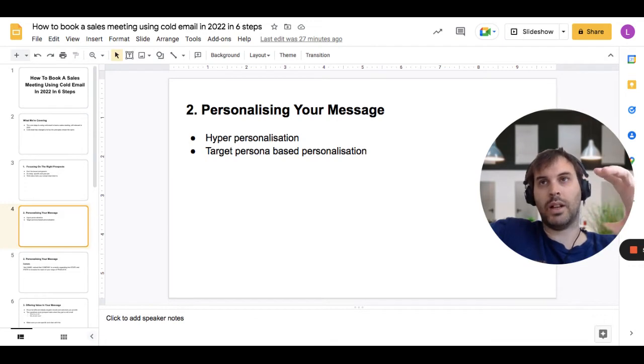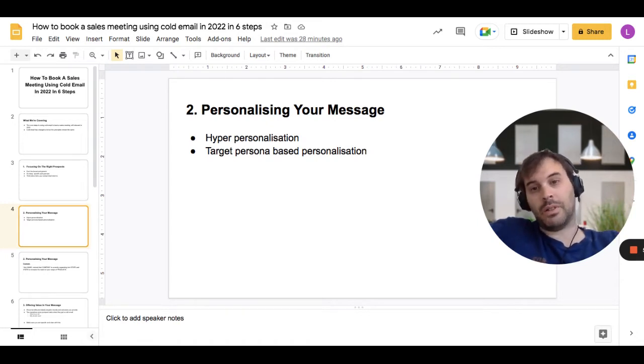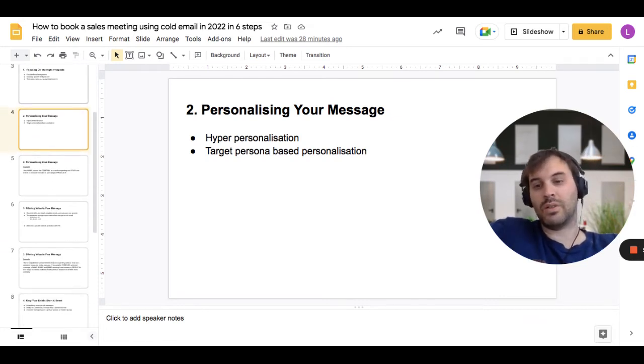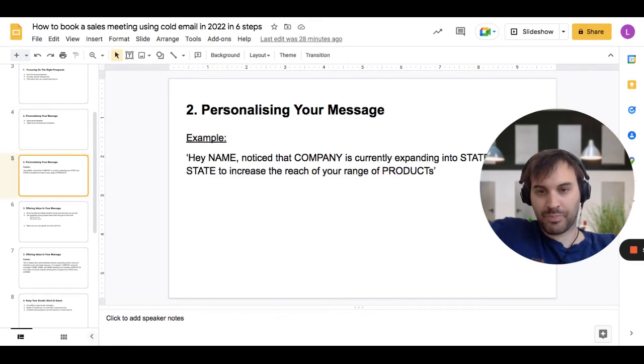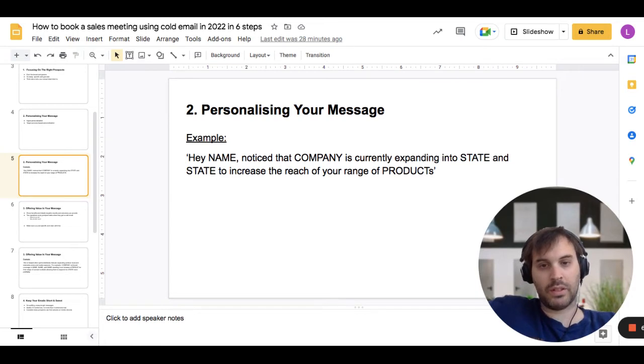When you do that, the messaging doesn't look generic, because you can tell when you read it that it's for a specific group or a specific type of people. That's essentially what target persona-based personalization means. It's much easier to scale this kind of cold outreach, and it's personally my preferred way to write personalized cold email messaging. You can see an example here that I've just quickly popped up on this slide.